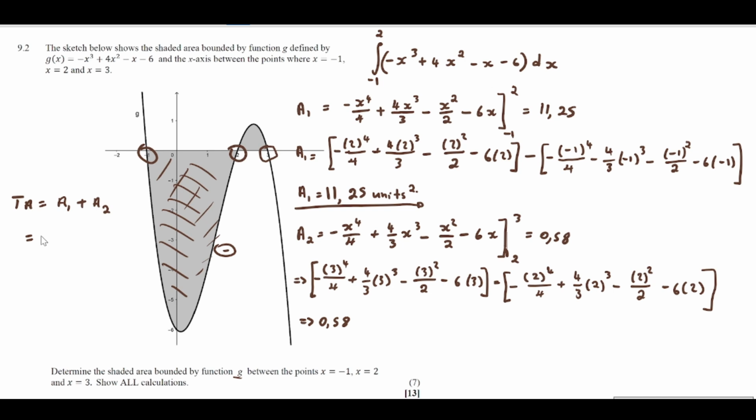What is area number 1? It is 11.25, plus what is area number 2? It's 0.58. And then again, the work of a calculator here, you put that in a calculator, you get 11.83 units squared.